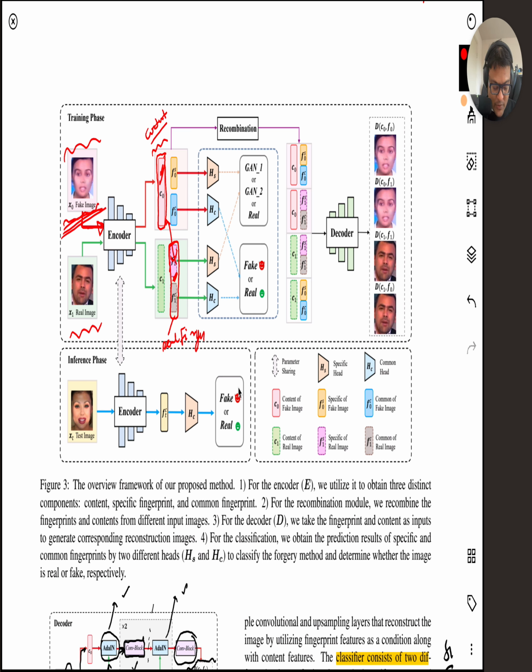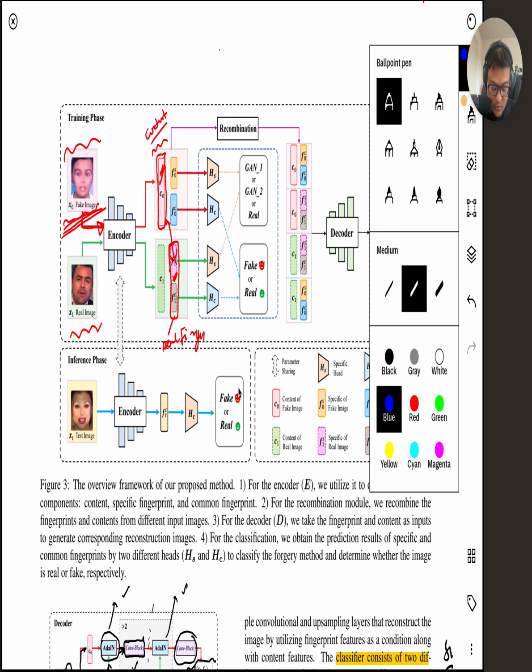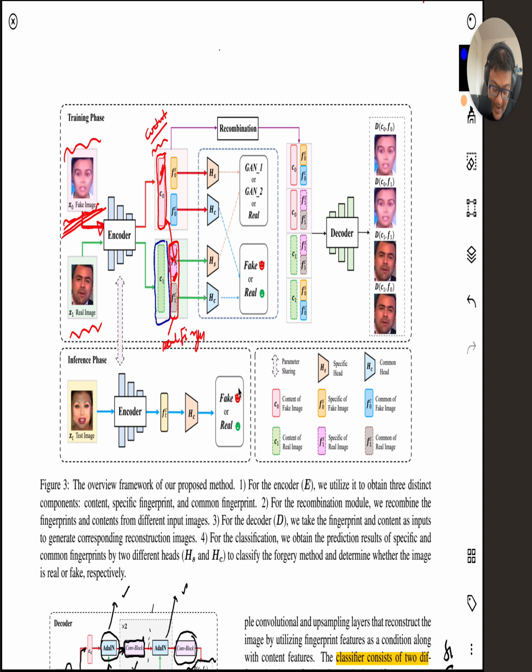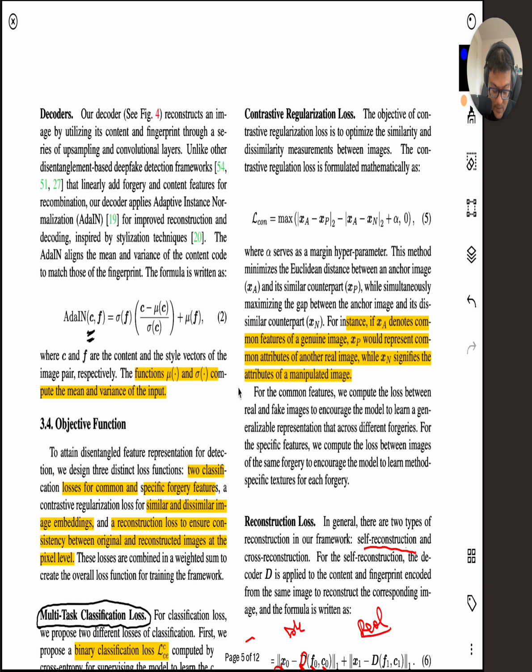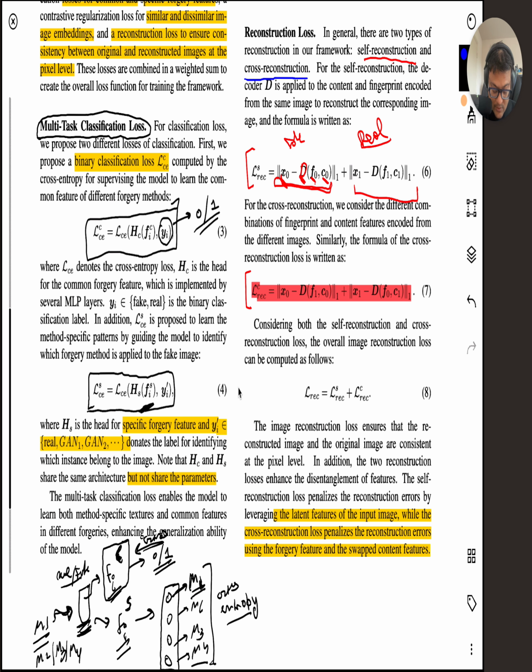Similarly, what they are doing is they are doing this in the opposite direction, which is that if you take the content of the real image and you try to combine the signature of the fake image, then nothing should happen because the network knows that it's a real image. So even if you combine the fake fingerprint in it, then nothing should happen, right? This is something which the authors call the cross reconstruction loss.